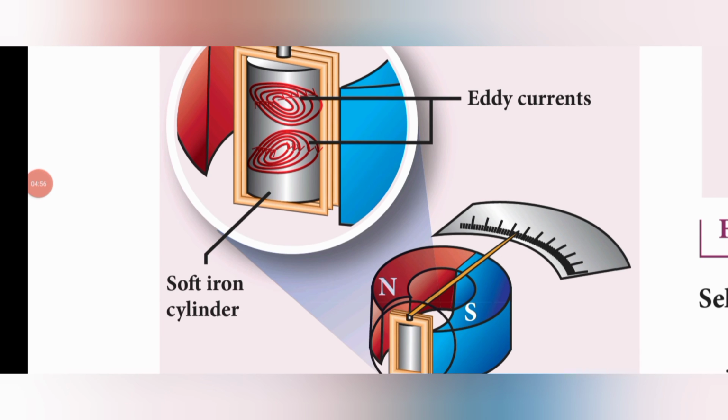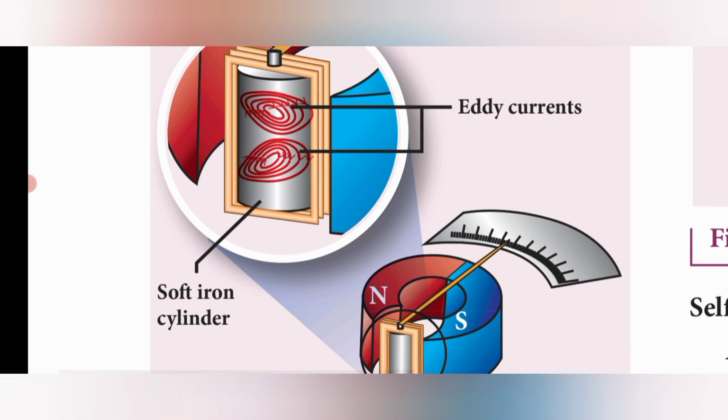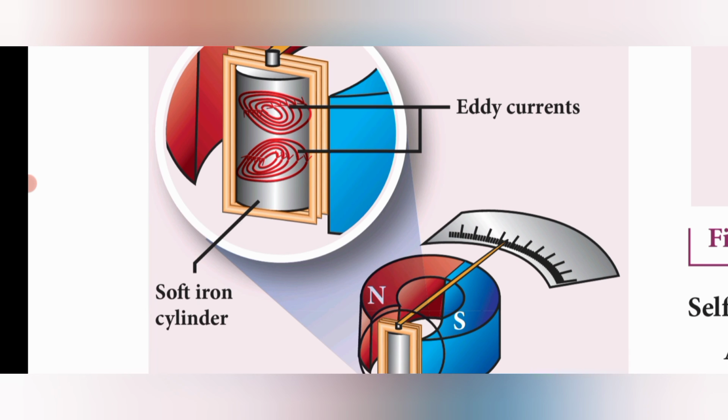The last application is electromagnetic damping. In this damping, the armature of the galvanometer coil is present on a soft iron cylinder. Once the armature is deflected, relative motion is formed between the soft iron cylinder and the magnetic field, which induces an electric current in the cylinder. Because of the damping force, this eddy current brings the armature immediately to the rest position. Because of this, the galvanometer always shows a steady deflection. This is called electromagnetic damping.